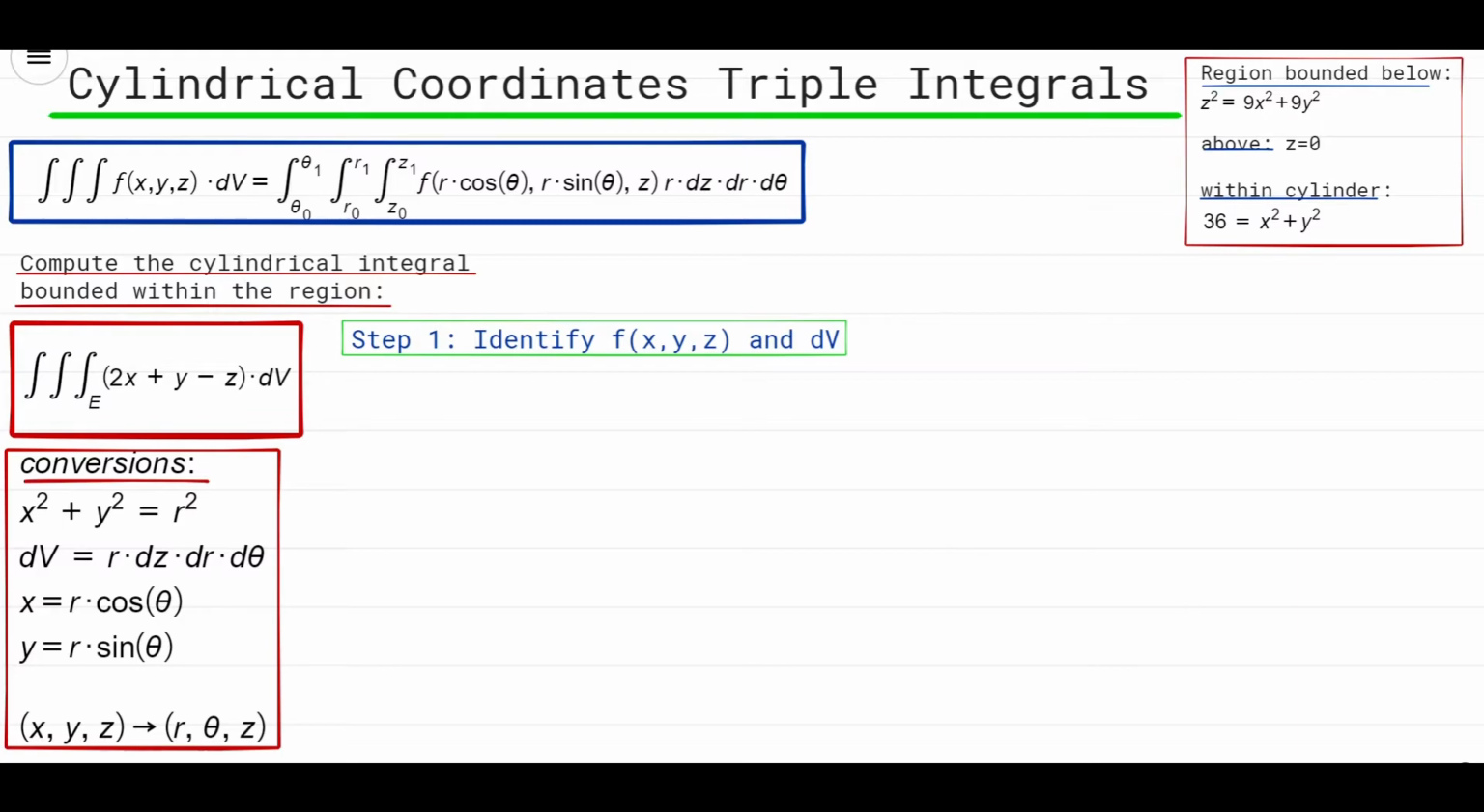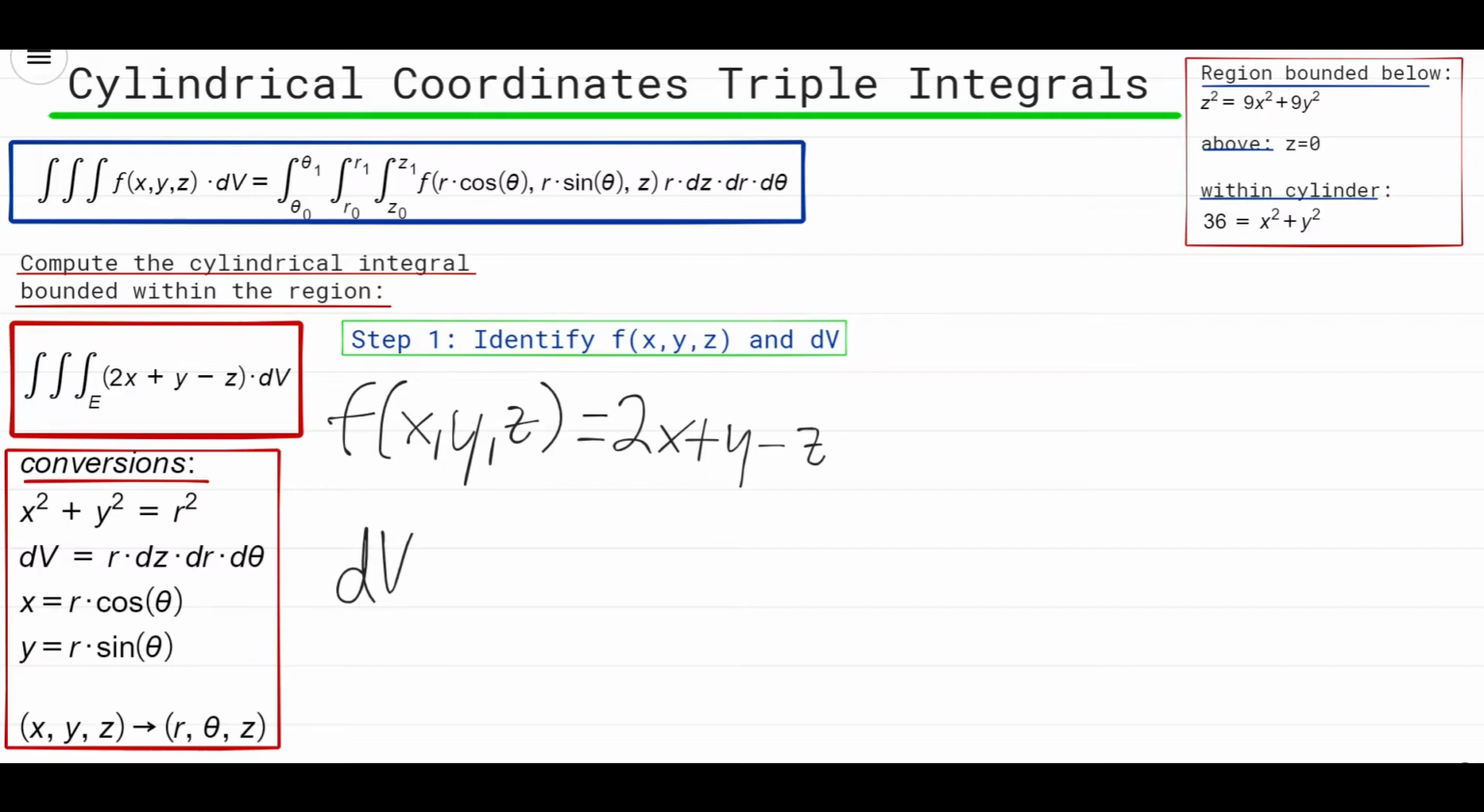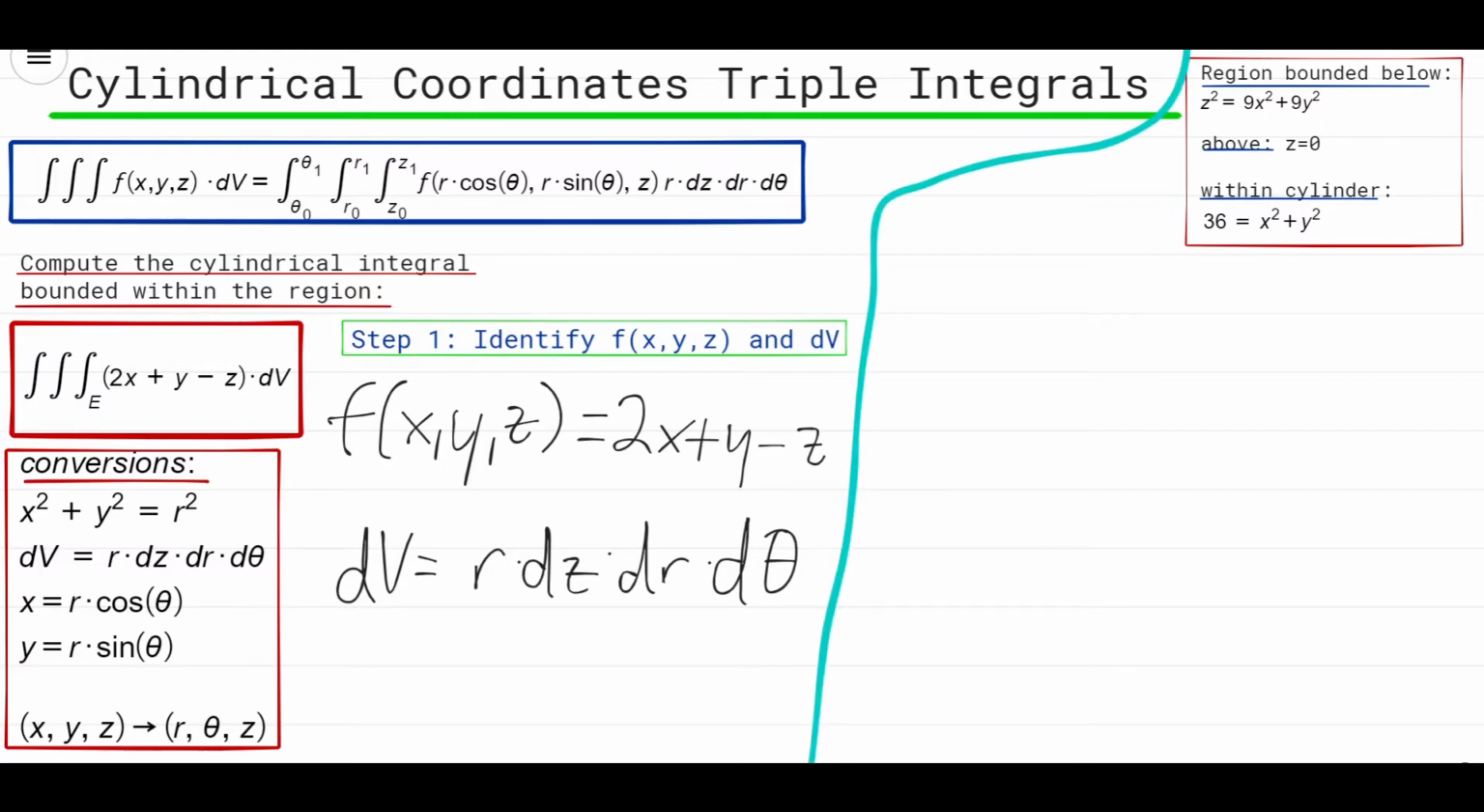f of x, y, z is just what's given to us in the problem statement. In this case, it's 2x plus y minus z. Now, our dV we can look up right here, it's given to us in our conversions. It's r dz dr d theta. That's our dV, and it's always going to be that, so don't worry about it being anything else, at least for Cal 3. And in step 2, we're going to convert to cylindrical coordinates.